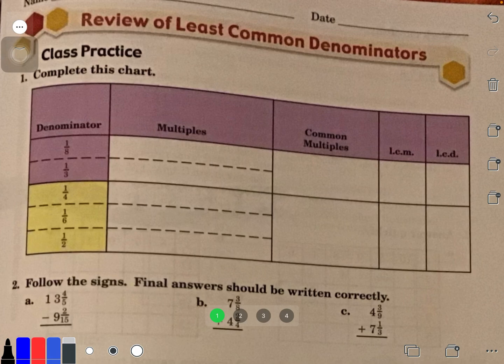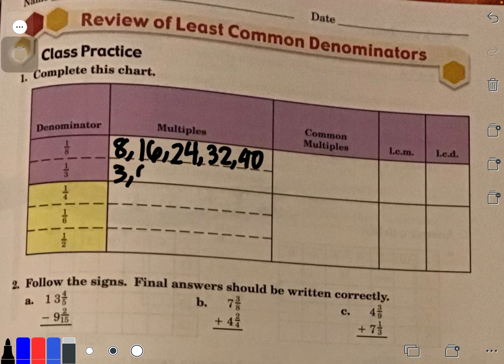We've got the denominators of 8 and 3. So I'm going to list the multiples, okay? 8, 16, 24, 32, and 40, and I'll stop there because that's how far I can go. Now, for the next one, it's 3, 6, 9, 12, 15.